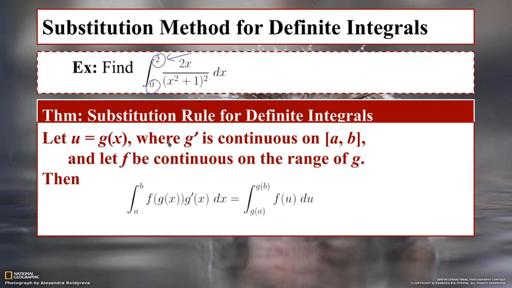And the only difference now when we're dealing with definite integrals as opposed to indefinite integrals as we were before, when we're using this substitution rule, we have to change our bounds based on our u substitution. So in other words, if I was integrating from a to b, now I have to plug a and b into that u function that we're substituting to get my new bounds of integration.